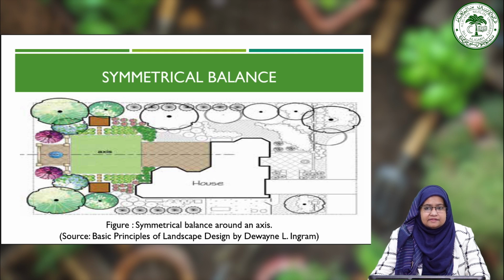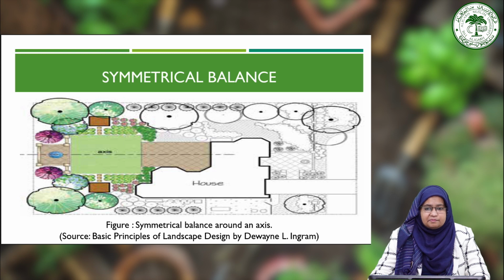Symmetrical balance is achieved when the same objects are placed on either side of an axis. The figure shows the same trees, plants and structure on both sides of the axis. As we can see, this is the axis and the placement of plants and trees is equally proportional and symmetrical on both sides of this axis. They are equally distributed. This type of balance is used in formal design and is one of the oldest and most desired spatial organization concepts.